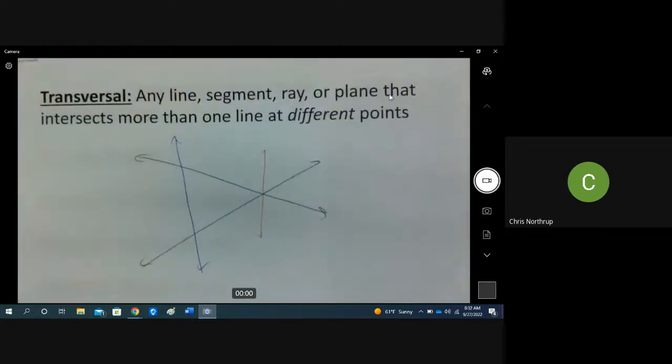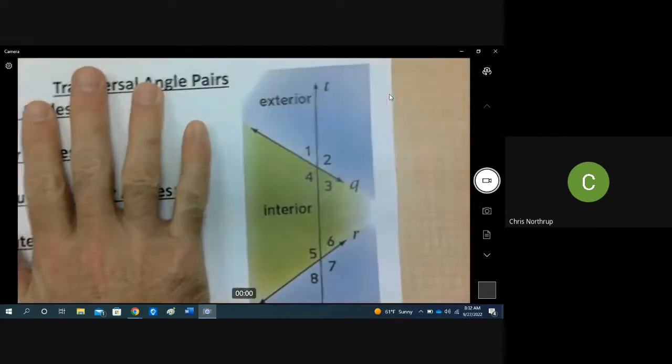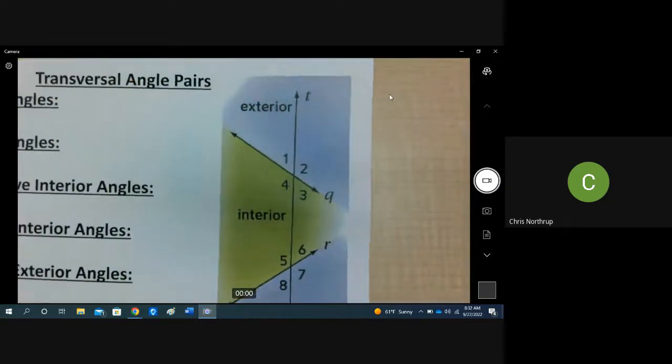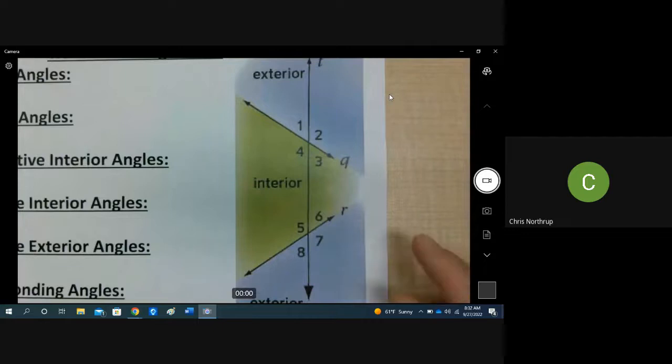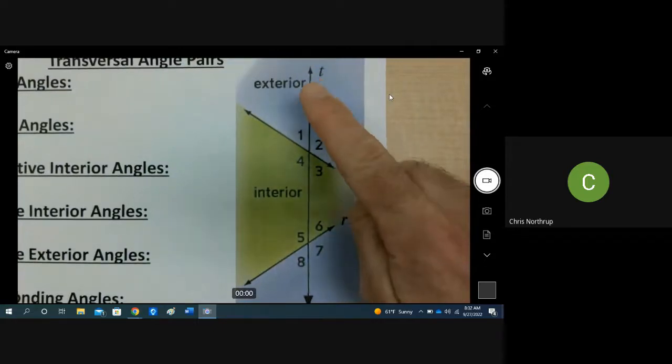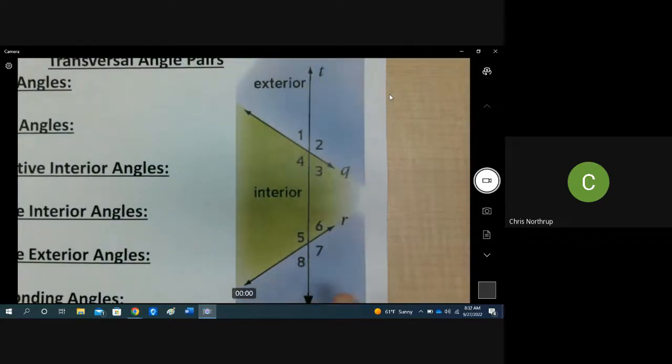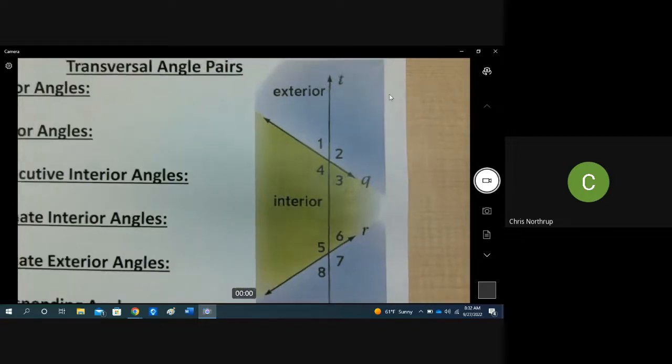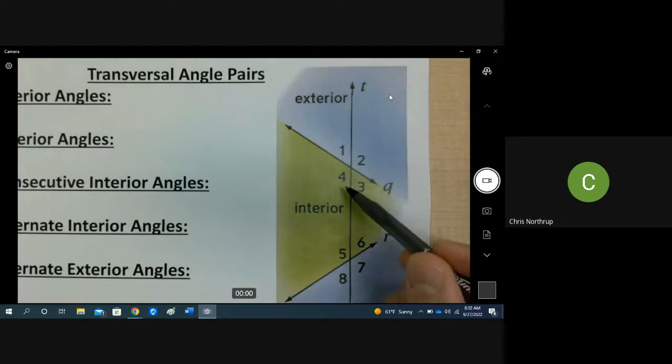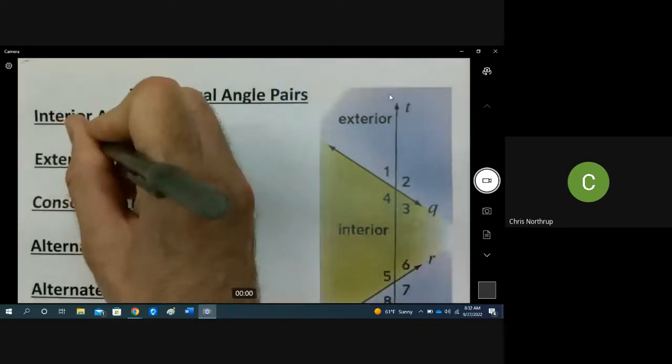So whenever you have a transversal, you're going to form an interior and exterior portion of the lines that you're cutting. So for example, in this picture here, I've got the transversal T that's cutting lines Q and R. Lines Q and R, well, we have some area here that's interior to both of them, or in between. And then all of the blue stuff here, that's outside of those two lines, so we would call exterior. So some interior angles we can identify are like 4 and 3. Okay, so angle 4, angle 3.